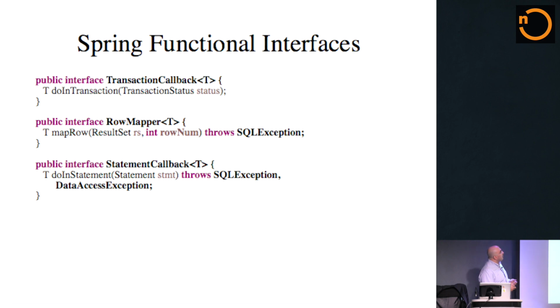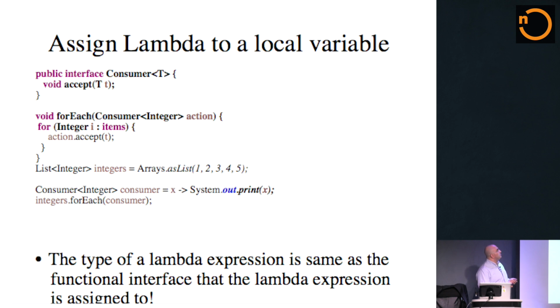Here's some stuff from the popular Spring framework, like TransactionCallback, RowMapper, which maps a result set to a row, or the StatementCallback to execute something within a statement. So if you look even at the wider ecosystem of popular Java libraries, you're going to see this pattern over and over again. So they officially decided that they need to support it. Let's take a look at an example of that.